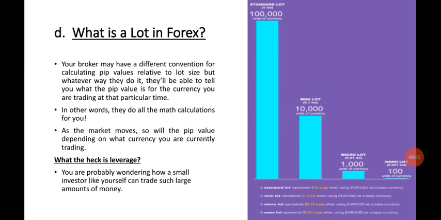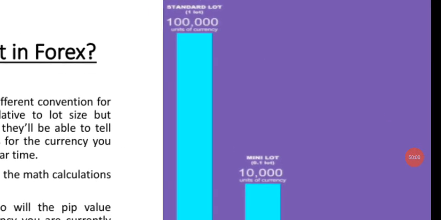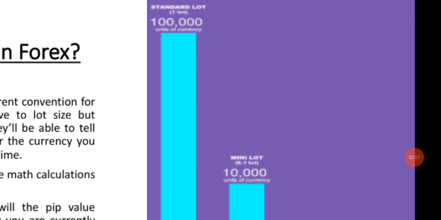So what the heck is leverage? You're probably wondering how a small investor like yourself can trade such large amounts of money. So this is a chart to show you what leverage is all about. You can see a standard lot size.